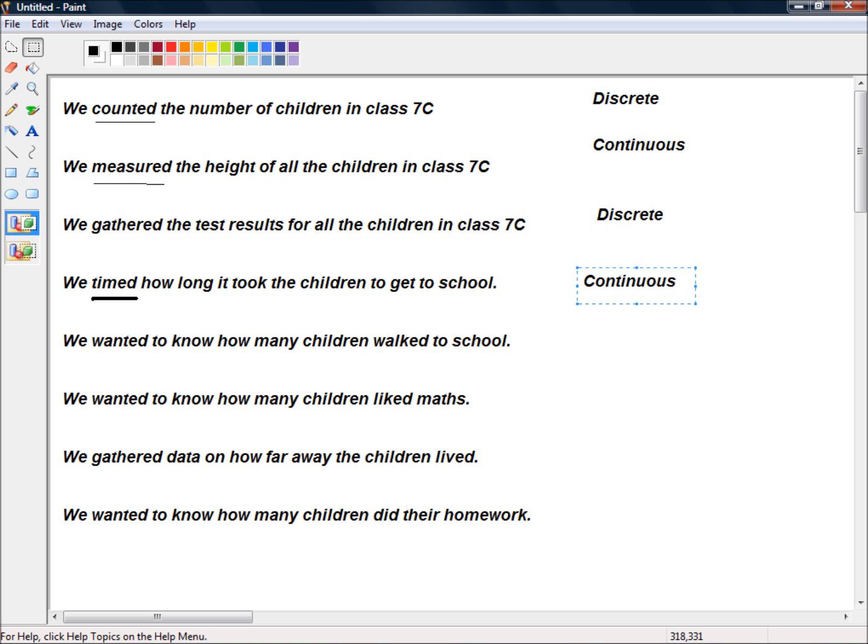We wanted to know how many children walked to school. Well, I think the key term here is how many. So that sounds like something we would count. So this is a discrete piece of data. We wanted to know how many children liked maths. Well, again, the key term here is how many, so this is again something we've counted. So this again is discrete.